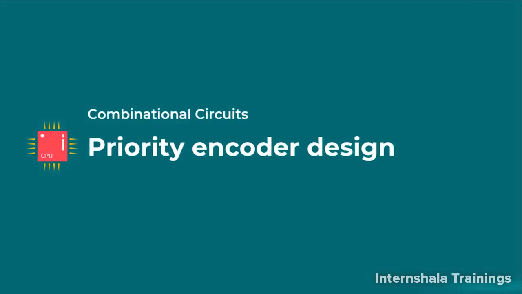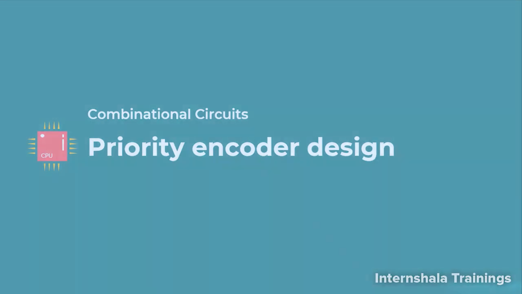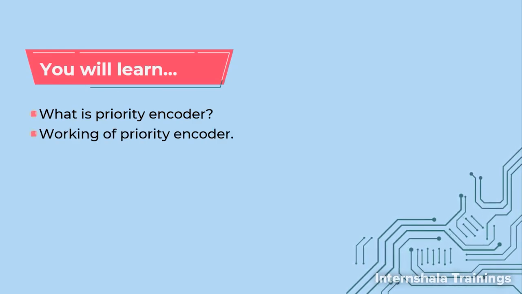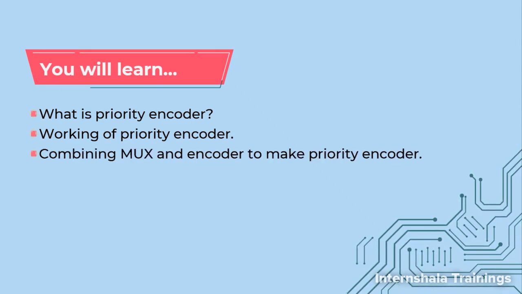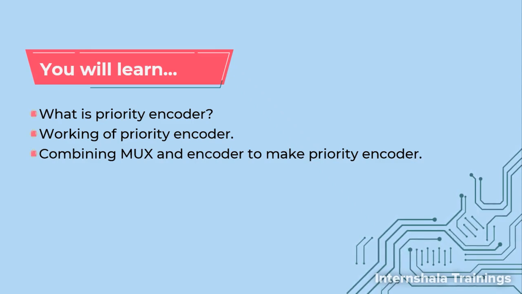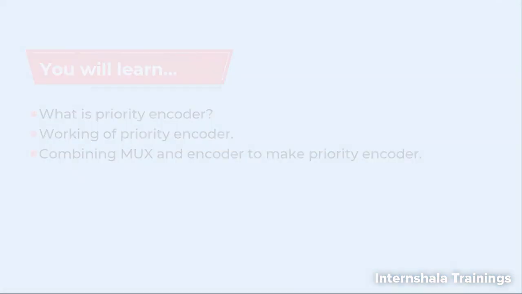Hello students, welcome back. So now in our module of combinational circuits, we are going to discuss the priority encoder. In this video, we are going to talk about what an encoder is and what a priority encoder is. We'll also talk about the working principle and how we can combine different modules like multiplexers and an encoder to make one priority encoder. So let us get started now.